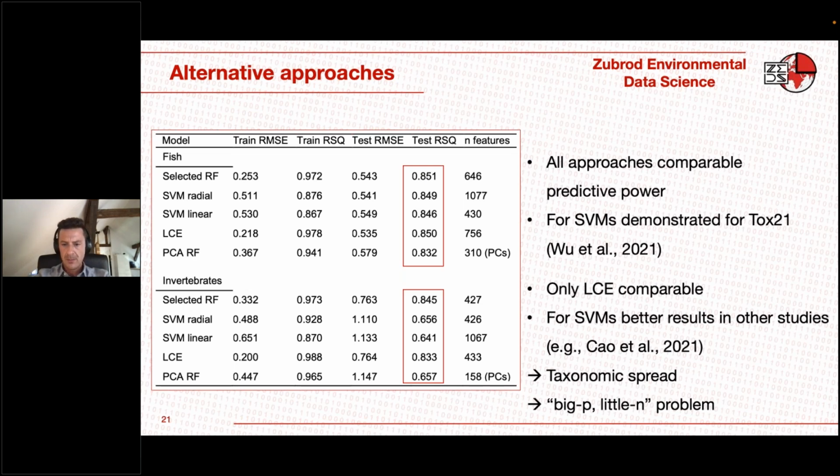And there is another problem that might be involved here. It's called big P little n. Big P stands for: we have a lot of features in our models with a comparably low number of samples involved. So we can see for the two support vector machines here, 400 and approximately 1,000 features compared to only roughly 300 samples, and SVMs were shown before to be in certain situations susceptible to that problem.